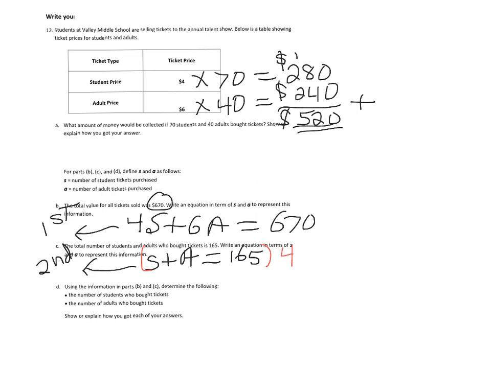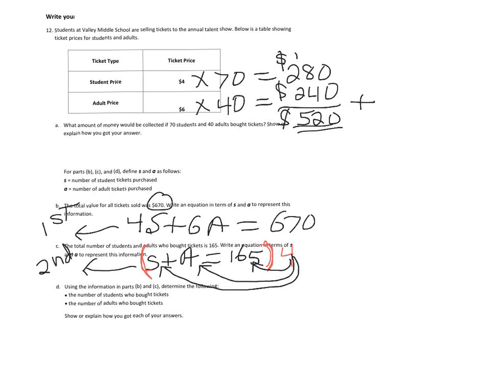Because if I multiply it by 4, my S terms for both equations will be exactly the same, and then I'll be able to do elimination, okay? So let's multiply the second equation by 4. Let's distribute 4 into all of the terms. We're going to multiply 4 by 165, 4 times A, and 4 times S.